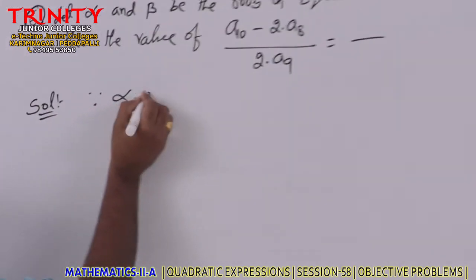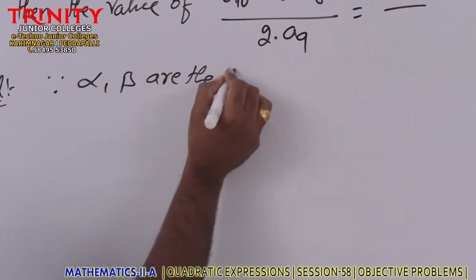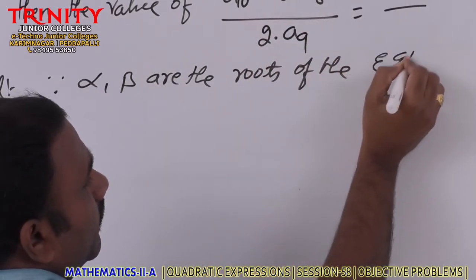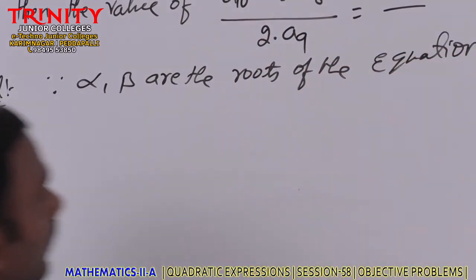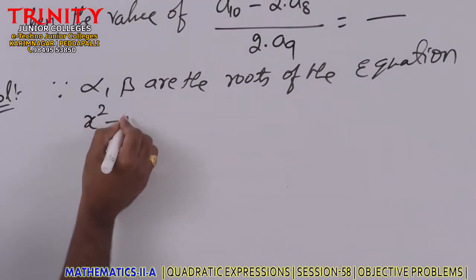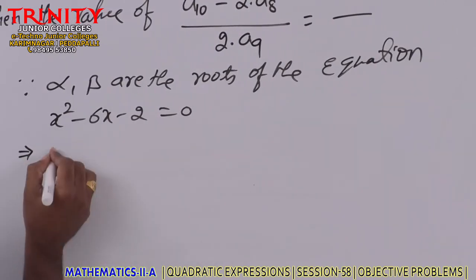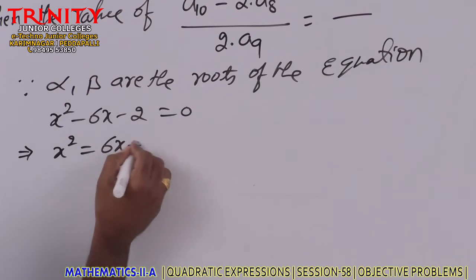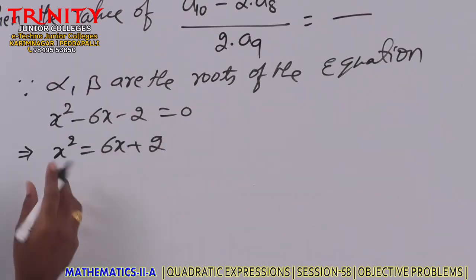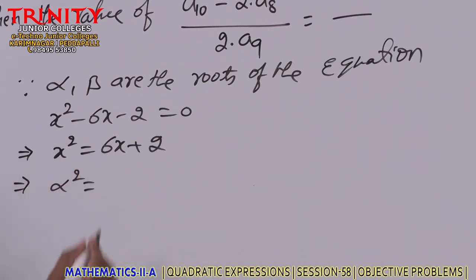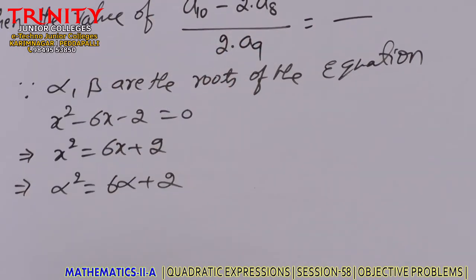Since alpha, beta are the roots of the equation x square minus 6x minus 2 equal to 0, from this x square is equal to 6x plus 2. Since alpha is the root, alpha square is equal to 6 alpha plus 2. Right? Now we require A10, A8, A9.